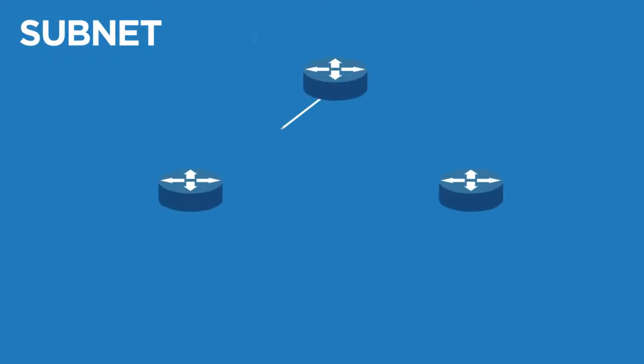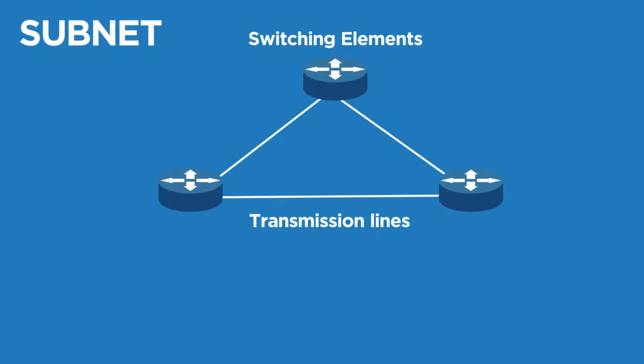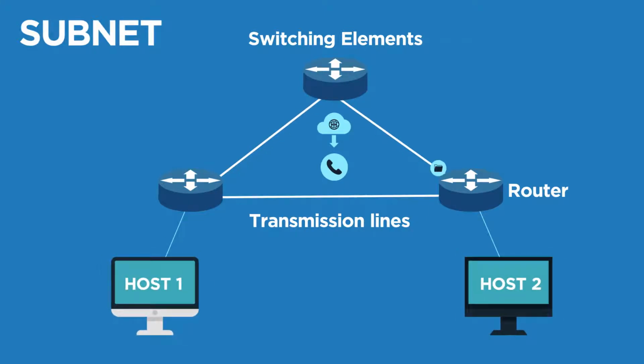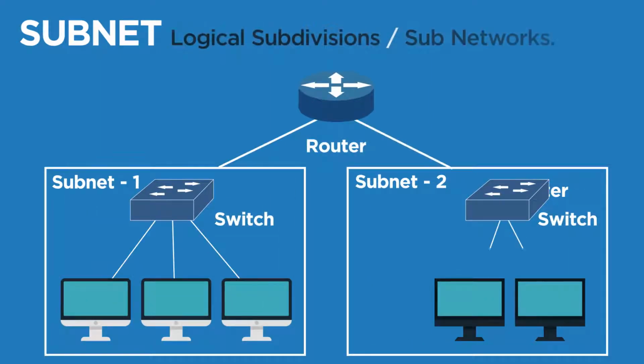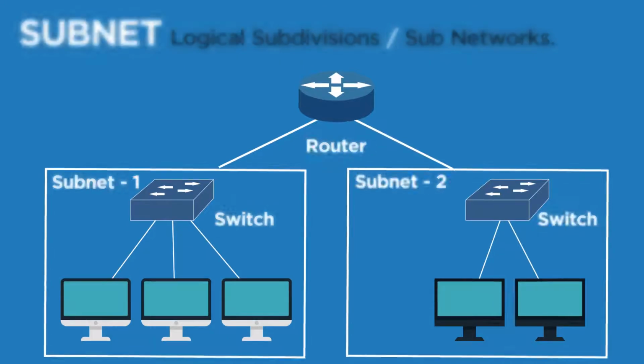A subnet is a collection of switching elements and transmission lines. Switching elements are nothing but specialized computers such as routers and switches. A network provider, such as a telephone company, operates this subnet. The purpose of this subnet is to carry messages from host to host. The more recent meaning of subnet is logical subdivisions or subnetworks of a bigger network.